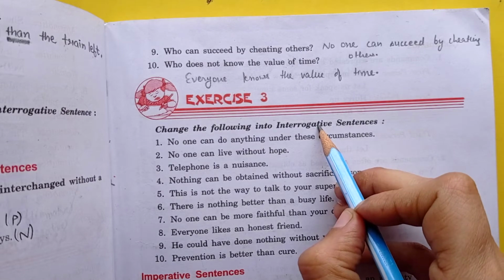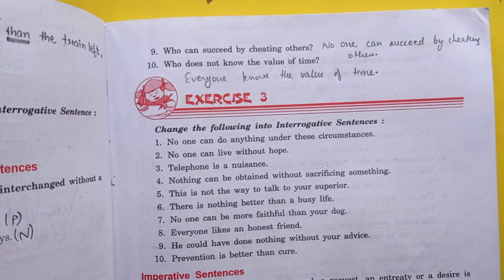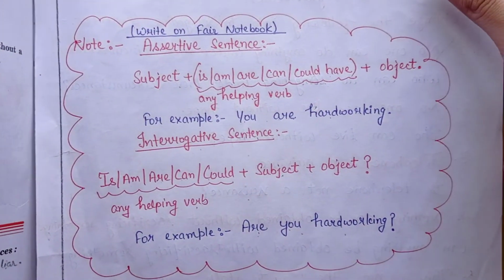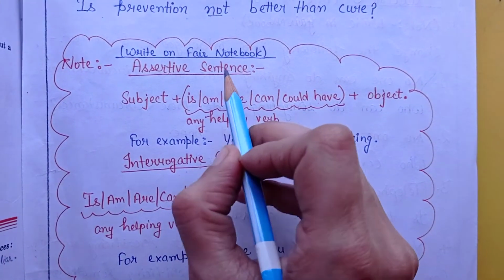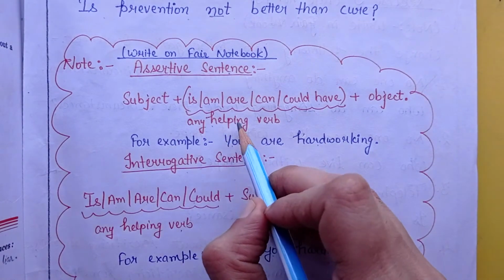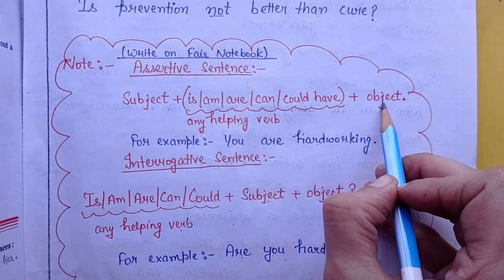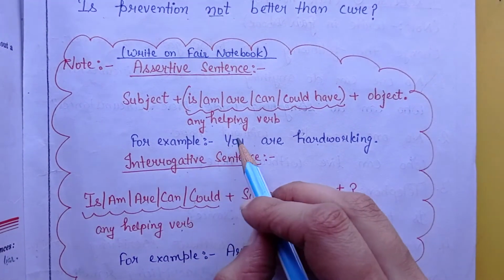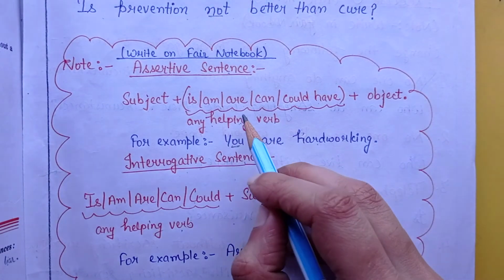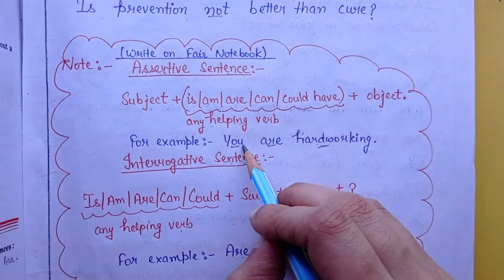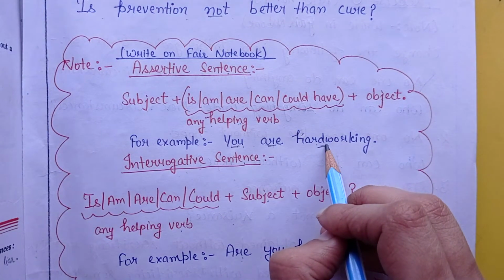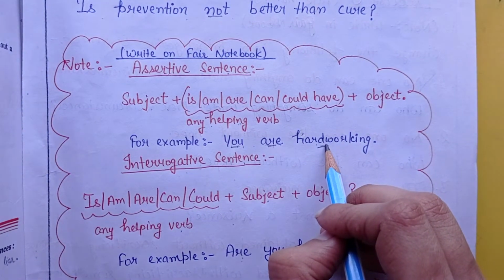So apart from this, there is one second rule that you have to follow. Assertive sentence will be in this form: a subject plus any helping verb plus one object. For example, the subject is you, helping verb is are, and object is hardworking. You are hardworking. Now this is one assertive sentence.